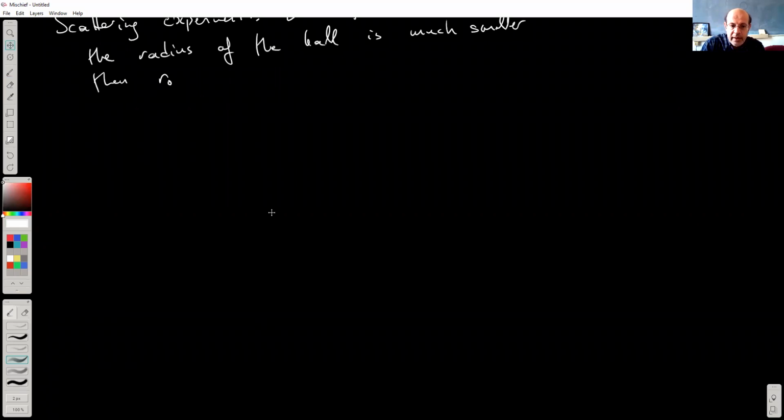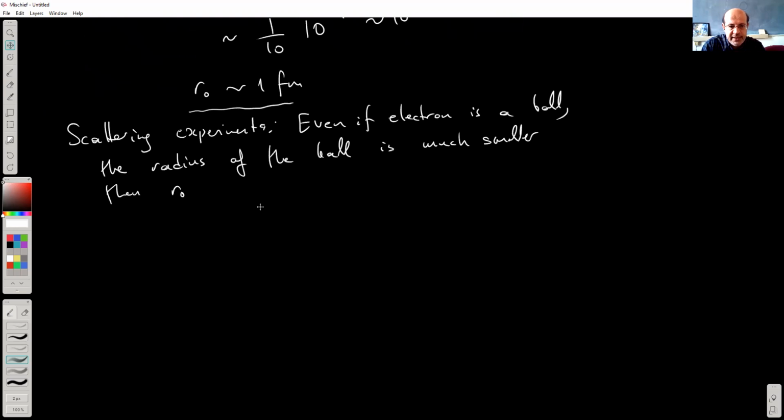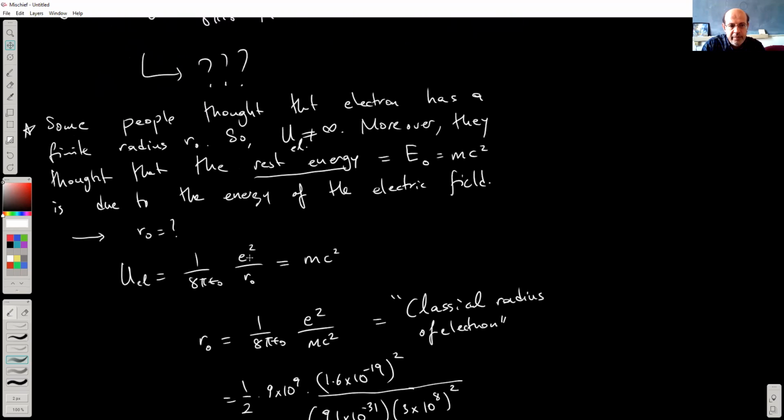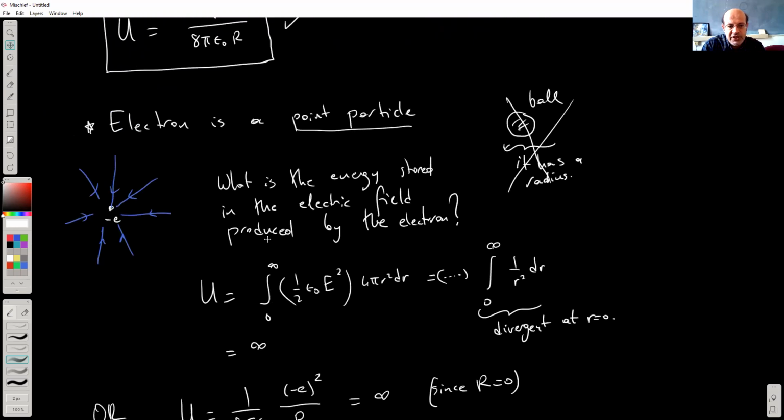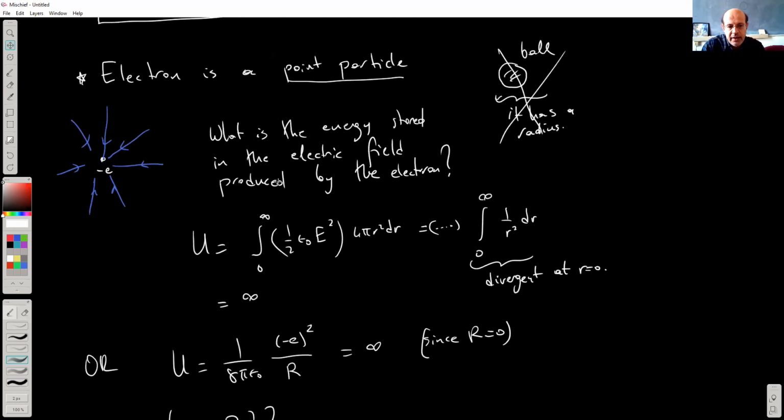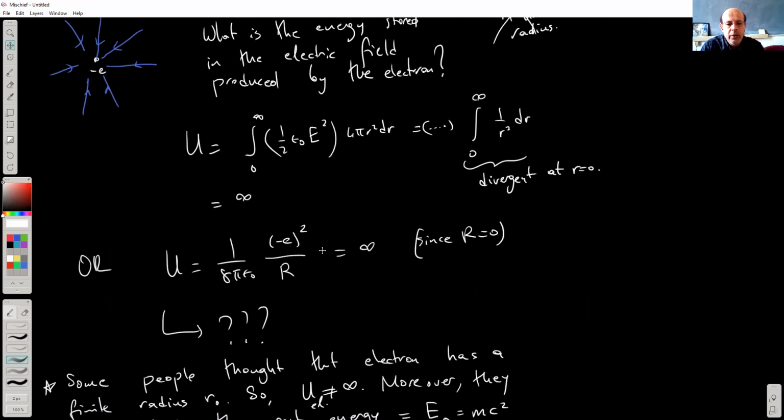So let's remember what the question was. If the electron is considered as a point particle, then the electric field produced by the electron has some energy in it. So what's that energy? Well, that energy has to be infinite for a point particle. So how can we resolve this difficulty?